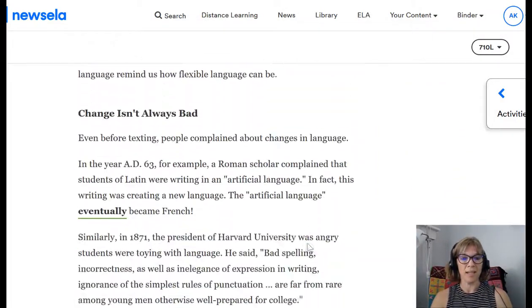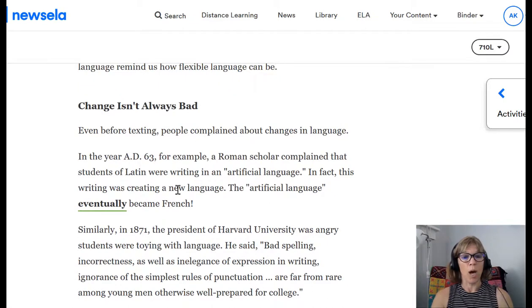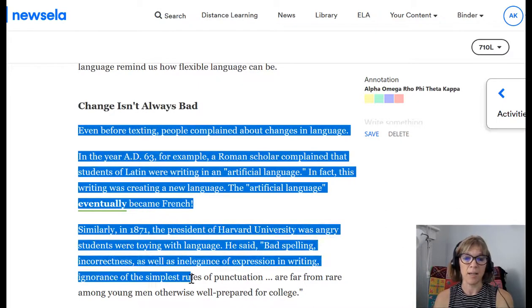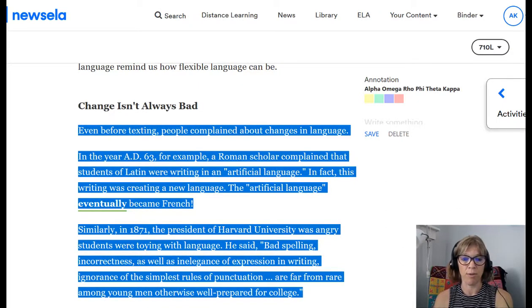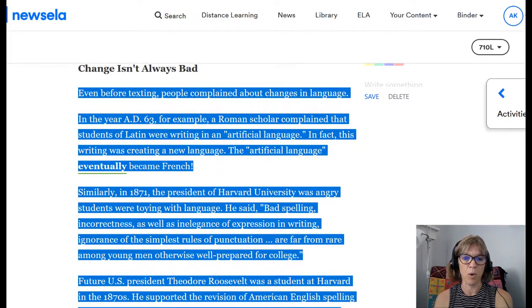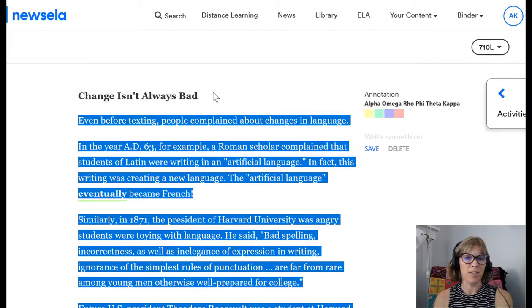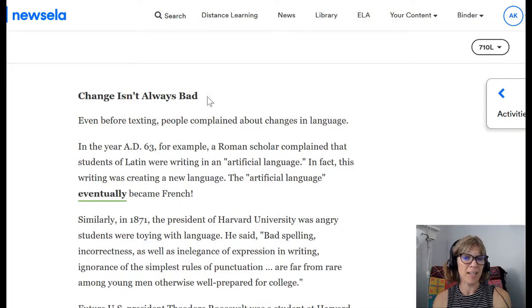The main idea, on the other hand, in this case would be the main idea for this section. So there's a subtitle, Change Isn't Always Bad. So in this section, Change Isn't Always Bad, there is a main idea being presented by the author. The author has a point. What is that point? And again, a good idea to find the main idea for this section is to read the subtitle, Change Isn't Always Bad.